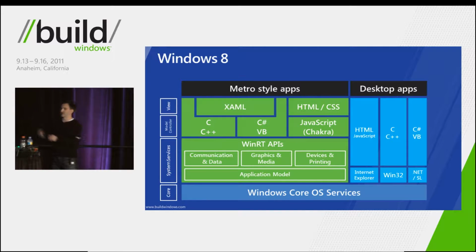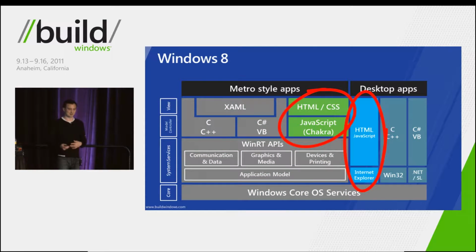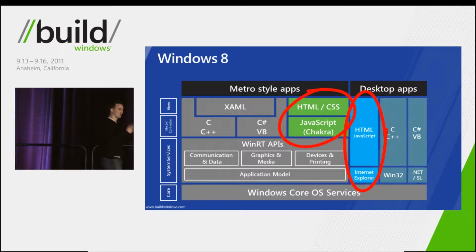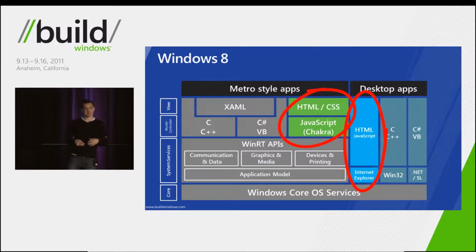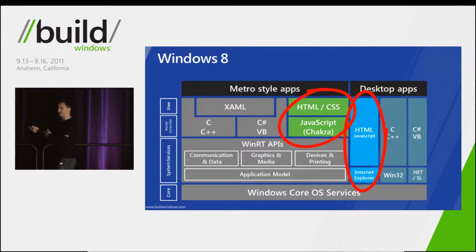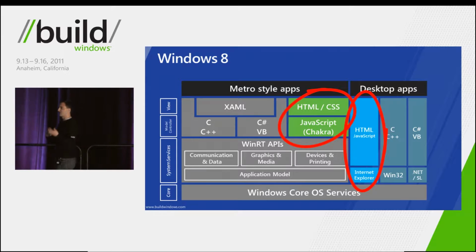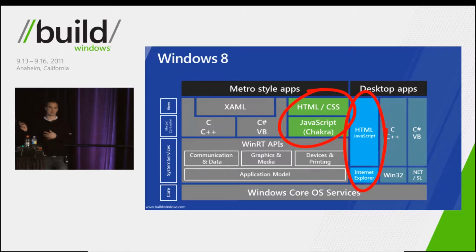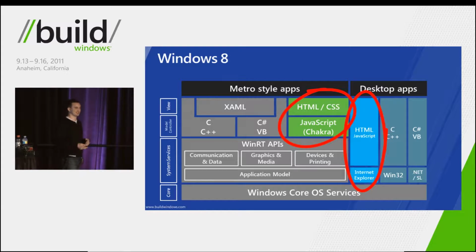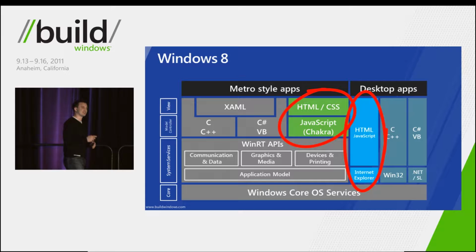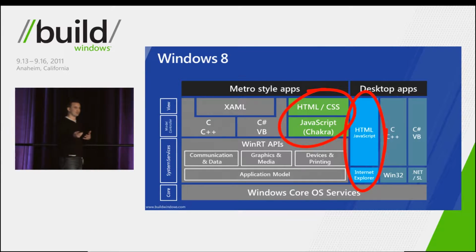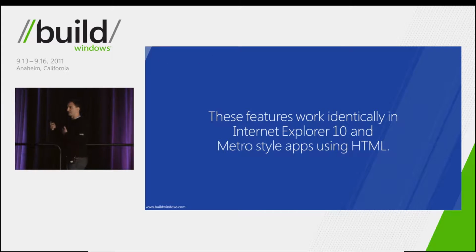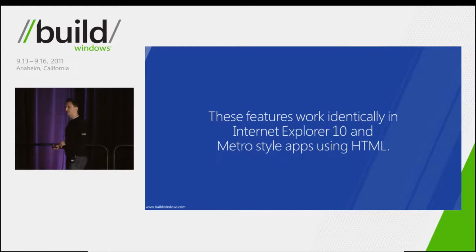You've seen this slide in particular several times now, but it's required. So here's where we are today. We're really covering the core CSS, JavaScript, and HTML engine that covers both desktop apps and Internet Explorer 10, as well as Metro-style apps building on top of the Windows 8 web platform. One thing that's really cool about this talk and some of the other talks, for example, Ted Johnson's talk earlier today, is that all of the features we're going to look at work identically in Internet Explorer 10, as well as Metro-style apps using HTML.